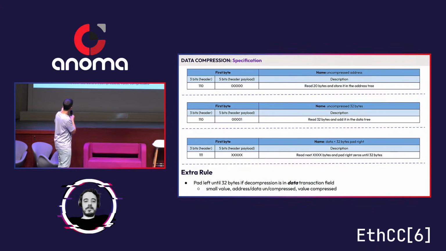It is very important to say also that when you apply some of these functions inside the data field of an Ethereum transaction, we pad them to the left to 32 bytes in order to fit the call data, the ABI encoding basically.